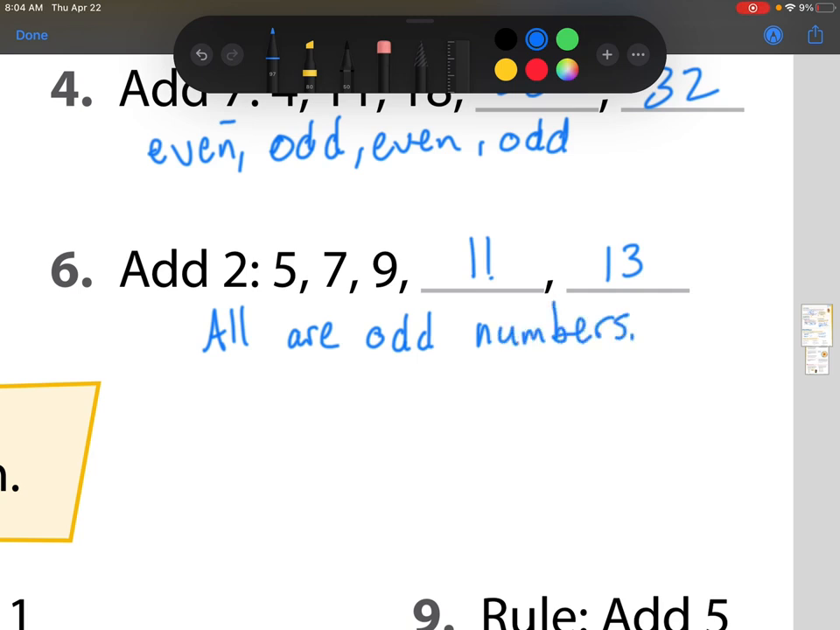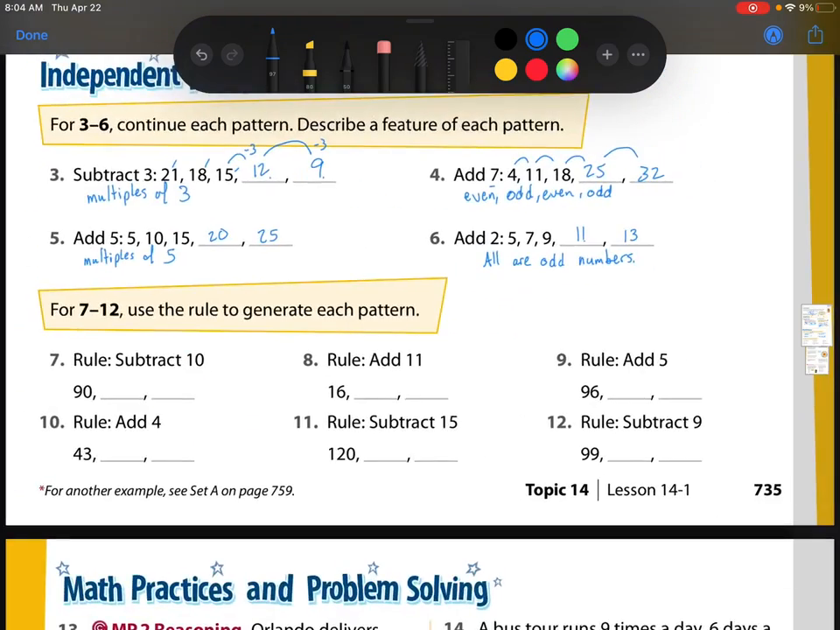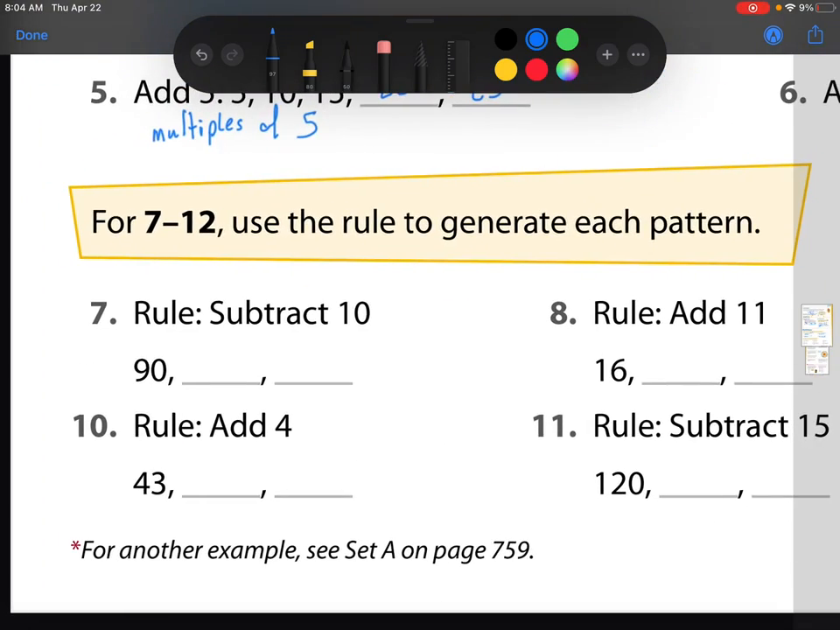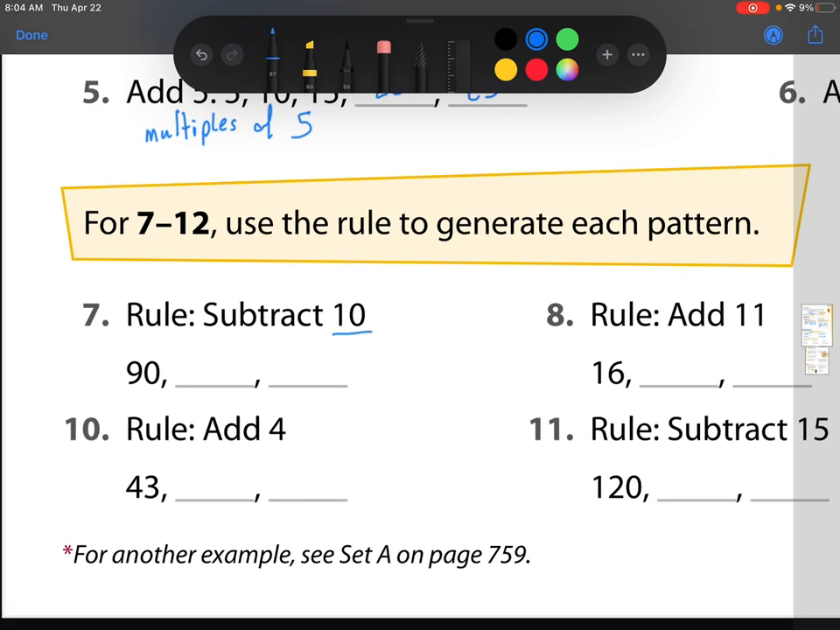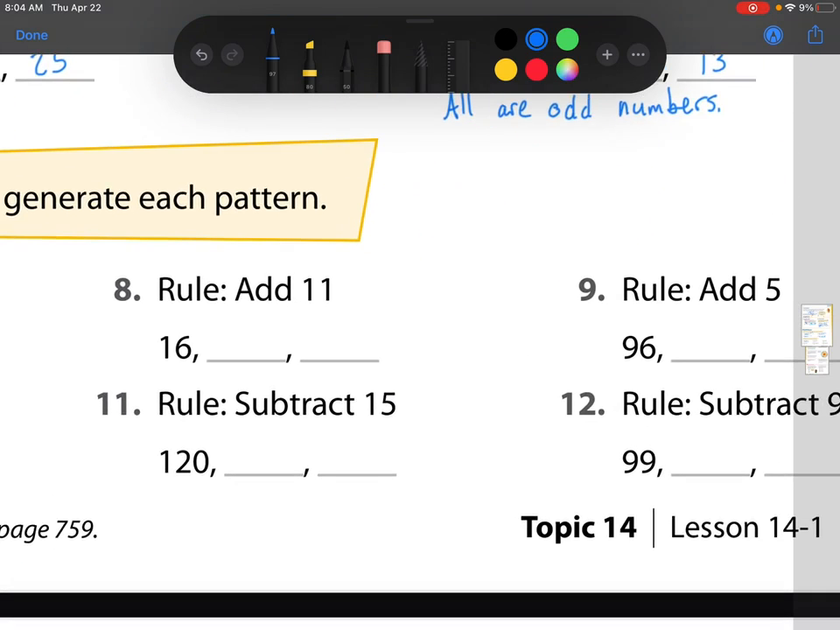Now let's go to our next one, number 7. And number 7 is different because it doesn't always describe the feature. It just says use the rule to generate the pattern. So what number comes next? We're going to subtract 10. 90 minus 10 is 80. Subtract 10. 80 minus 10 is 70. Number 8, we're going to add 11. 16 plus 11 is 27. 27 plus 11 is 38.